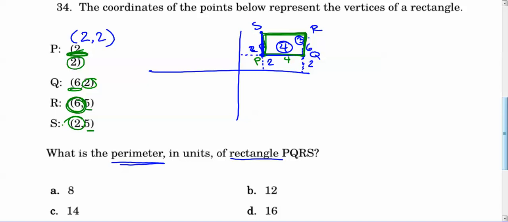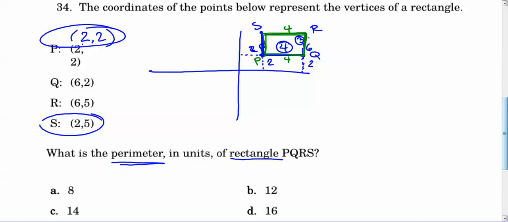We know opposite sides of a rectangle have the same length. So now we're really looking between S and P, for example. If we look at S and P, we've got those 2 coordinates, they both have a 2 for an x value. So let's take a look at that y value, 2 and 5.